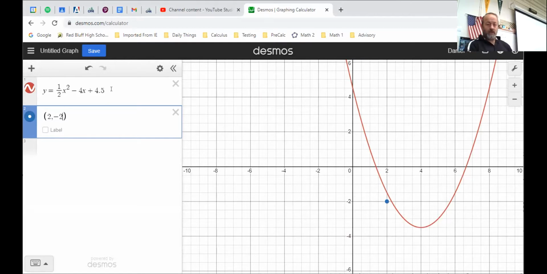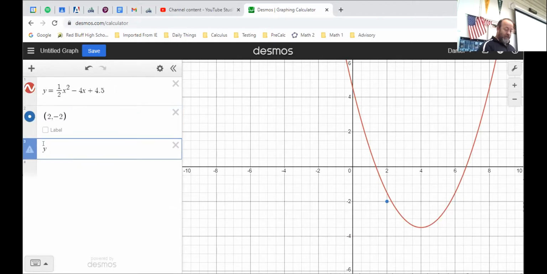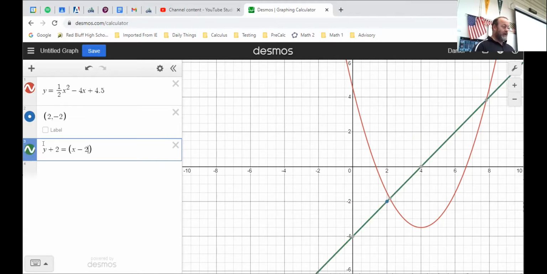You could have plugged in 2 earlier. We, in fact, did. When we plugged in 2, we got -1.5, not 2. So it was off by a little bit. And so my first line that I came up with, again, y plus 2 equals, and x minus 2, that's again making that line go through there.